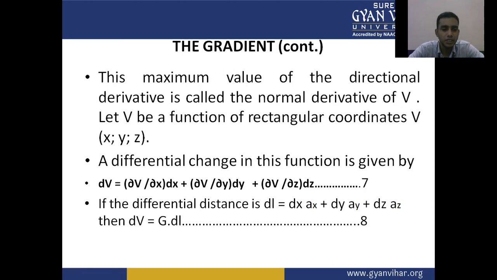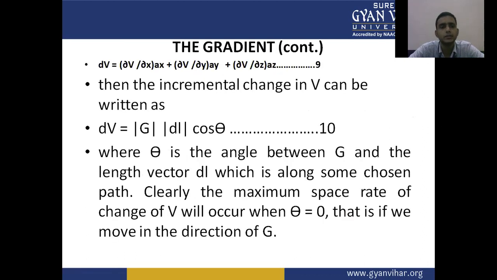If the differential distance is dl, that is dx in the direction of ax plus dy in the direction of ay plus dz in the direction of az, then the differential change is given by G dot dl. That is equation number 8.